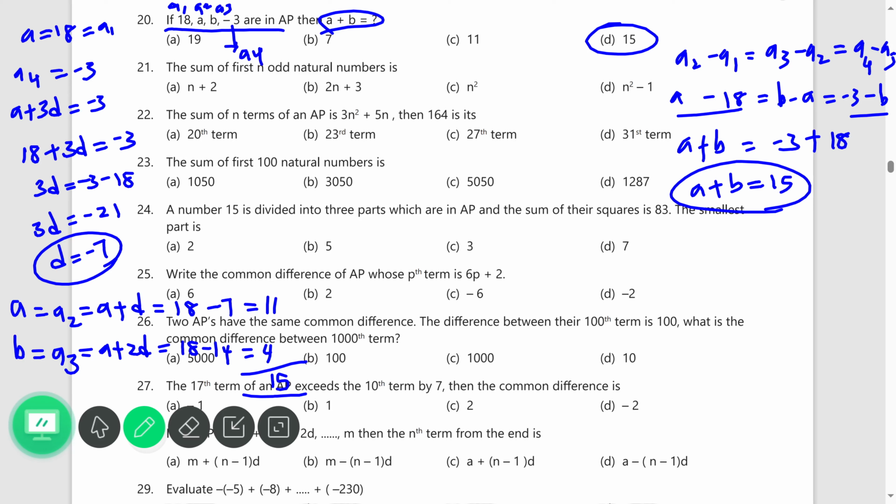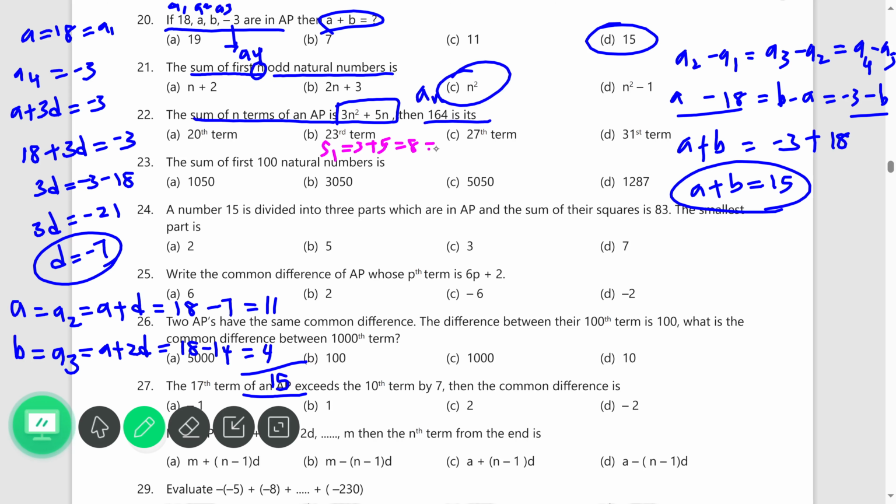First you substitute S1. Then what am I getting? 3 into 1 is 3, 5 into 1 is 5, equal to 8. 8 value is what? A. Then S2 you find. 3 into 2 square plus 5 into 2. 4 3s are 12. 12 plus 10, 22. 22 is what? A1 plus A2. A1 value 8, A2 equal to 22 minus 8. What am I getting?